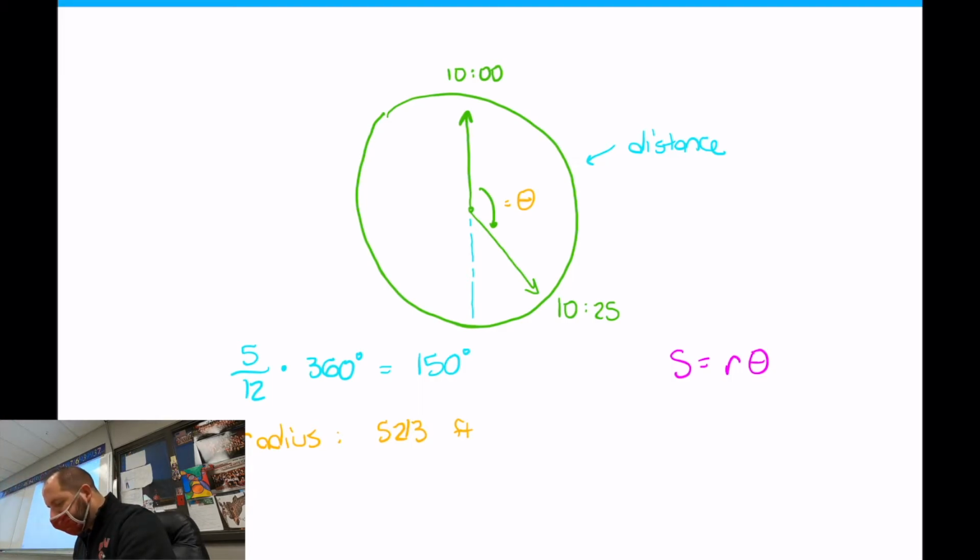So the radius of my circle is the 5,213 feet. We're going to take that times my angle, but my angle has to be in radians. So we had 150 degrees, right? That was my angle. To convert that to radians, you take it times pi divided by 180. And that's the conversion we did last week.